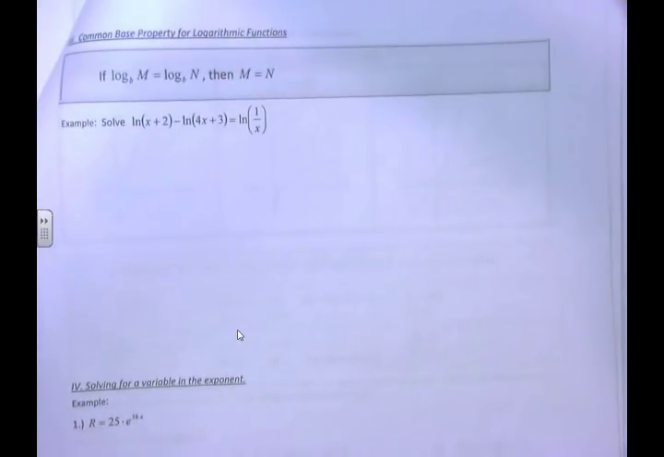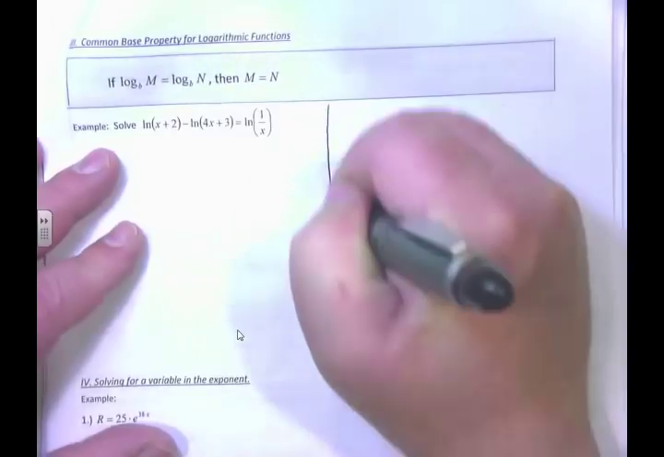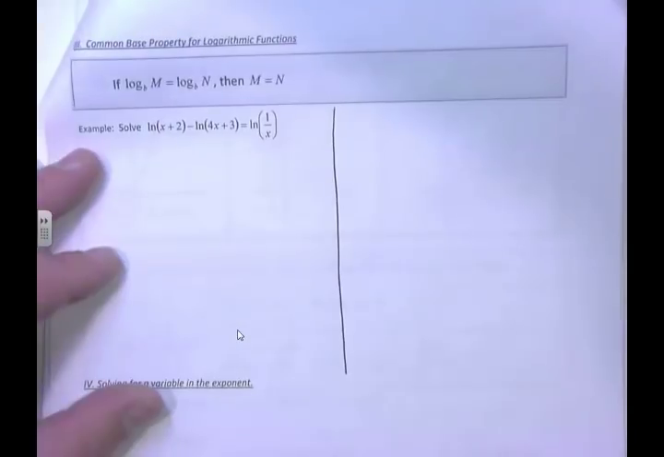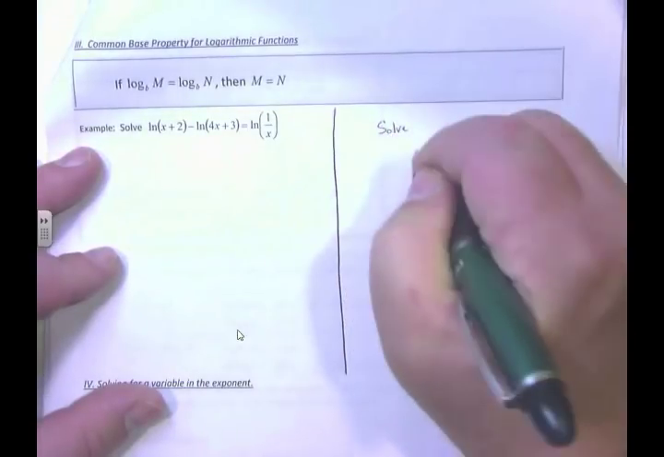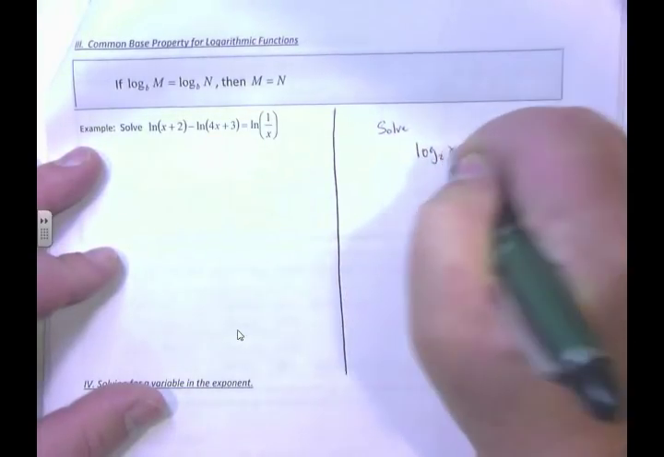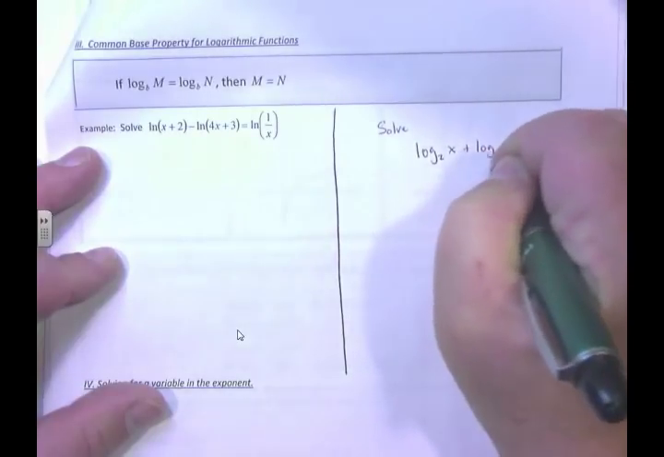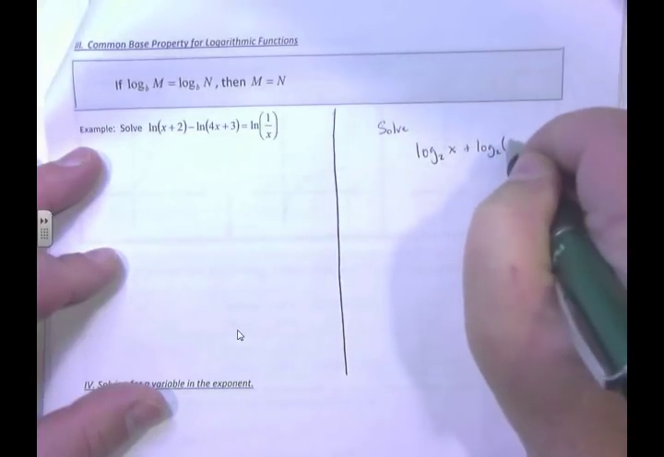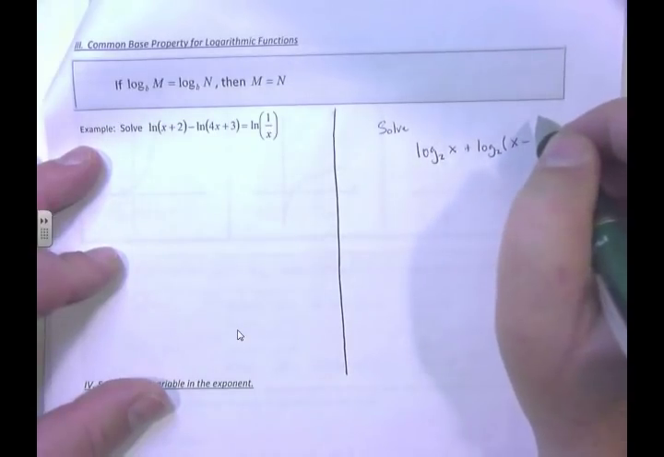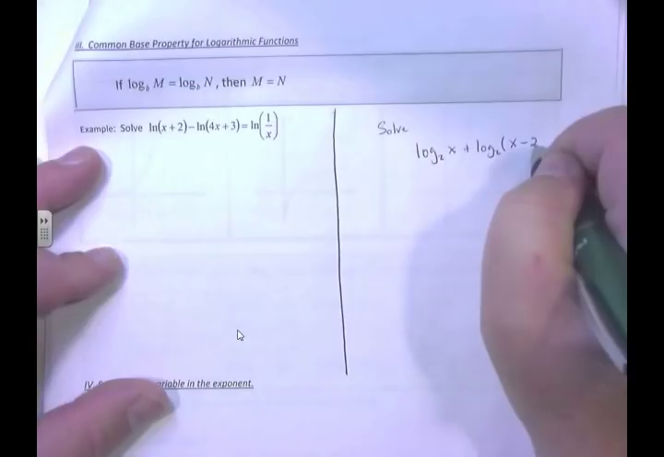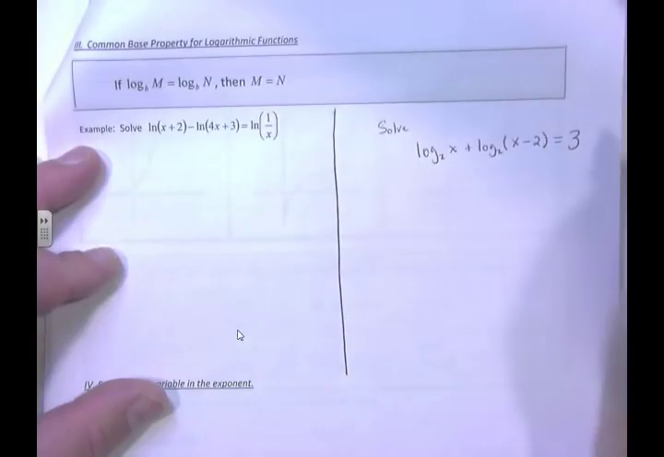There are two different kinds of log equations. So I'm going to throw in an extra example on you guys. I want you to compare the difference between the two. This is one I did not type up, but I should have. So here we go. Solve this: log base 2 of x plus the log base 2 of x minus 2 is equal to 3.